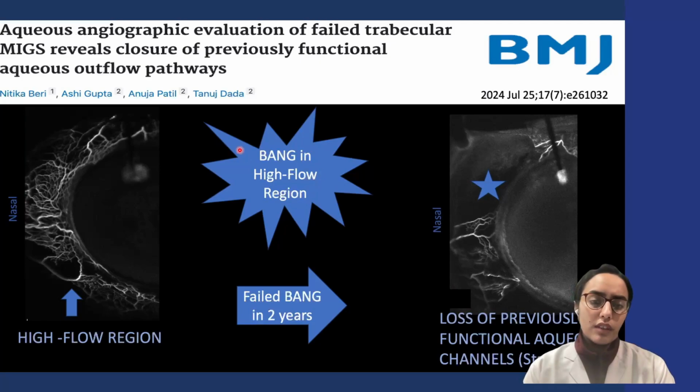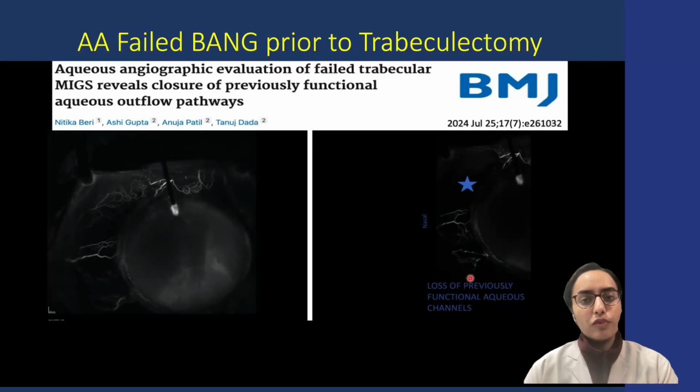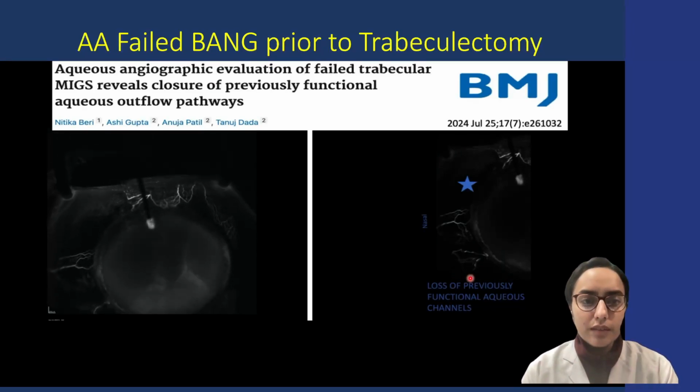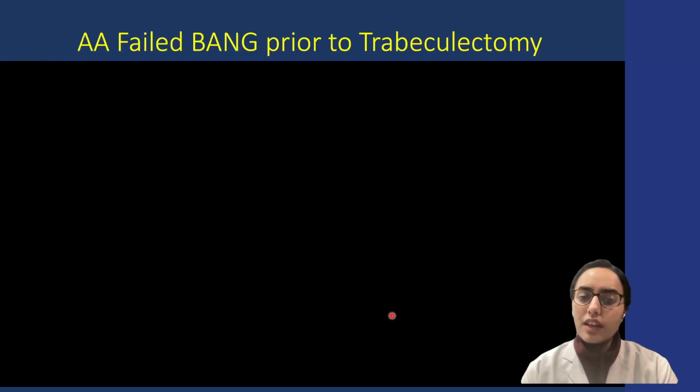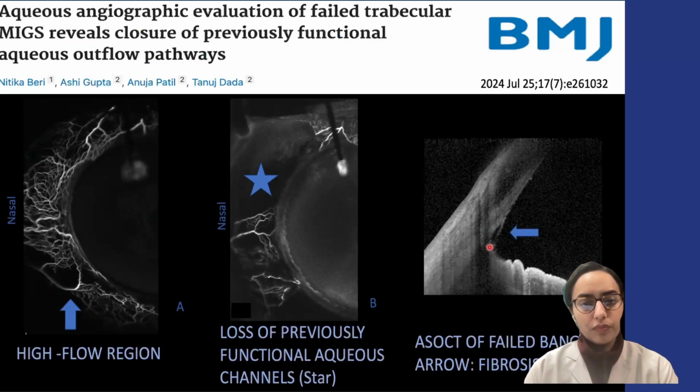Bang was performed in this high flow region. After 2 years, there was a rebound increase in IOP requiring trabeculectomy surgery. Aqueous angiography was performed just prior to trabeculectomy, and we found that there was a loss of previously functional aqueous channels. This comparative photograph shows loss of previously functional aqueous channels, and this was seen as fibrosis of the cleft on ASOCT.